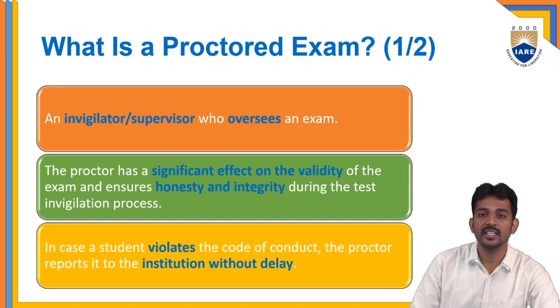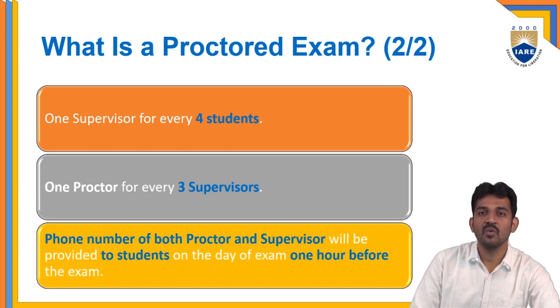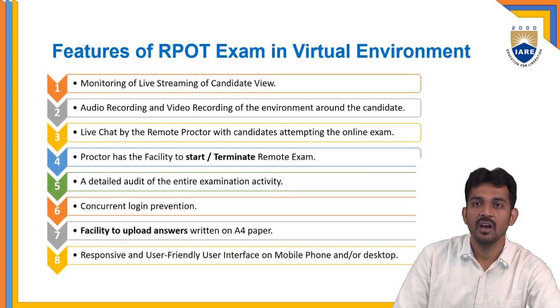The proctor is the person who is going to observe your exam for smooth conduction, and they have a provision to start and stop your exam. If any violations happen, they are the person to terminate your exam also. So one supervisor monitors 4 students and one proctor monitors 3 supervisors. You'll get the information through Telegram, the phone numbers of proctors as well as the supervisors, 1 hour before the start of the exam.